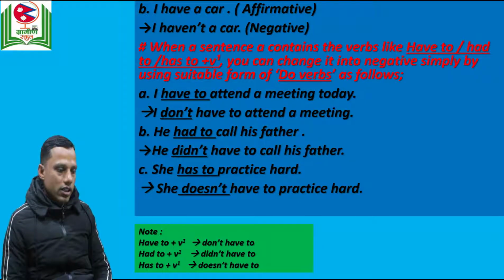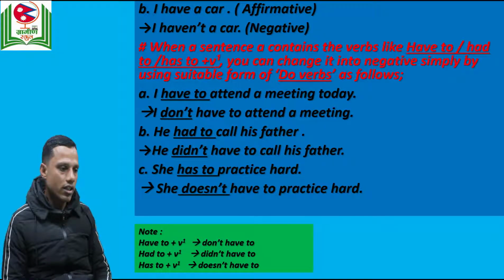Okay, now here is something next to be noted. There are other conditions where you can change an affirmative sentence into negative. When an affirmative sentence contains verbs like have to, had to, or has to plus the first form of the verb, or in simple words verb 1, you can change it into negative simply by using a suitable form of do verbs.